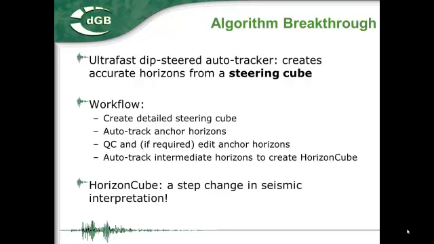So the workflow for creating horizon cubes is as follows. We first create a steering cube so that we have at every sample position the local dip and azimuth. We then use this to auto-track a number of anchor horizons by just following this pre-calculated dip. This will become our framework, a number of horizons that we will then fill in with more of these horizons using the same dip-steered auto-tracking algorithm to create the horizon cube. So let's see how this is done in practice.